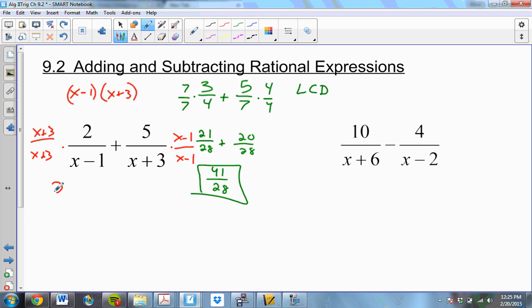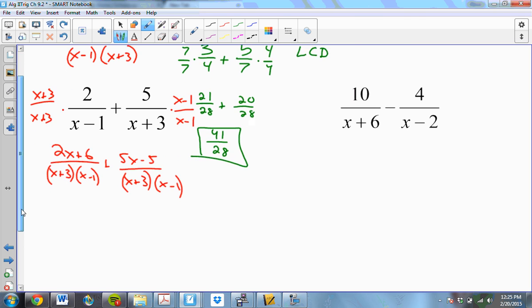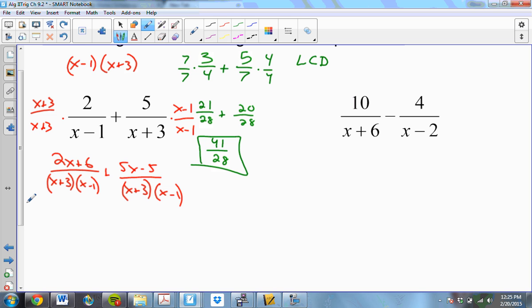And I end up with 2x plus 6 over (x plus 3)(x minus 1), plus 5x minus 5 over (x plus 3)(x minus 1). I can add up the top and the bottom stays the same, so I have 7x plus 1 over (x plus 3)(x minus 1).